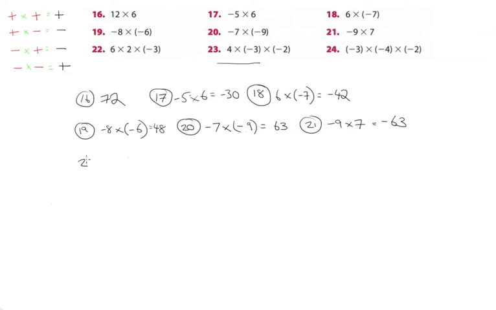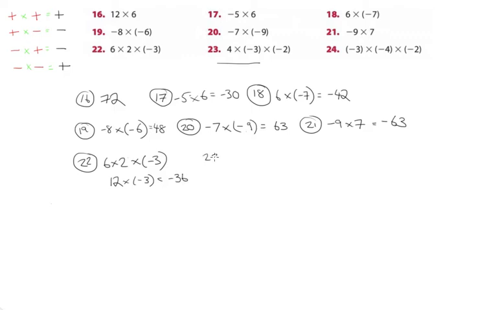So now, question 22, 6 multiplied by 2 multiplied by minus 3. So here's where we have to be careful with three numbers. We have two positive numbers first, so that's 6 multiplied by 2, which is 12. And then we multiply this positive number by this negative number. So 12 multiplied by minus 3, and that will give us minus 36.